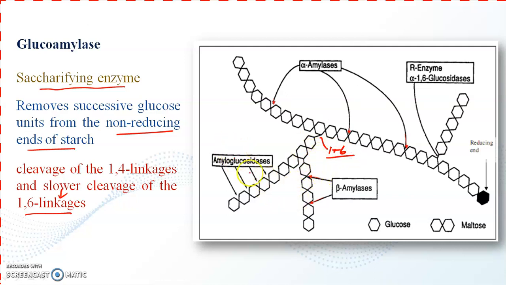And the end product will be glucose, a single unit. Its configuration allows it to cut the chain into single units rather than dimers. So the end product will be glucose, which is sweeter. That is why it is known as a saccharifying enzyme. So here we have to remember that this enzyme is capable of attacking the chain from the non-reducing end, and it can cut the chain at 1,4 and also at 1,6, and the end product is glucose.